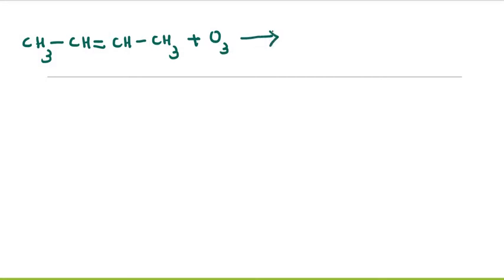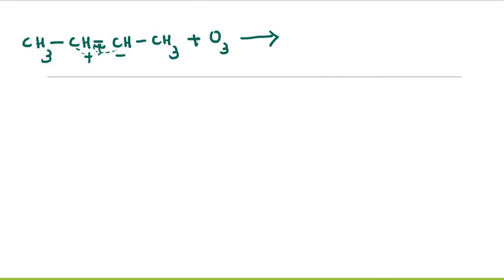So let us take an example to understand it more clearly. For example, we are taking butene. So we are writing CH3, CH, double bond, CH, CH3, plus ozone. That is alkene plus ozone, what will be formed? An ozonoid will be formed. So what will be happening here? This double bond will break and the electrons will be shifted here, as a result of which this carbon will acquire a positive charge and this carbon will acquire a negative charge.